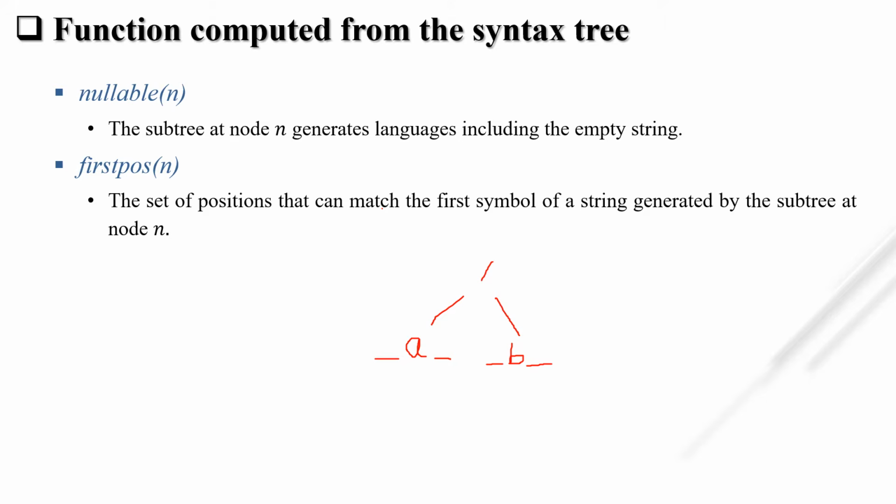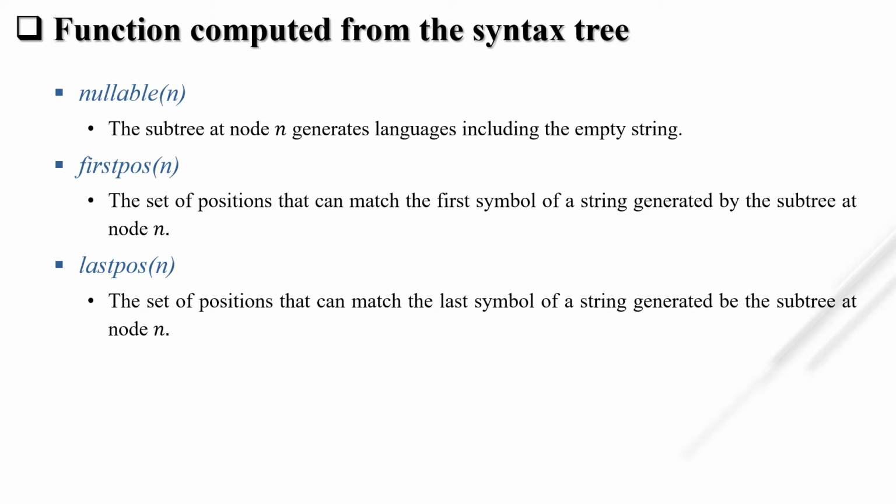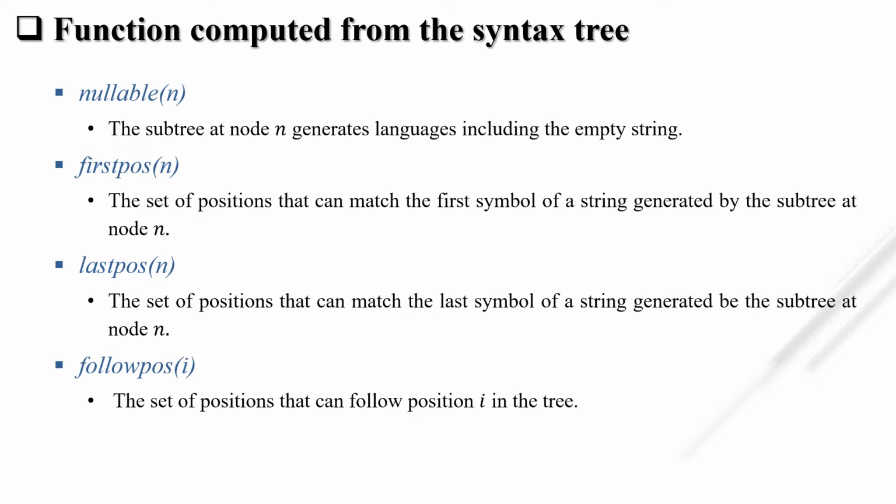The set of positions that can match the last symbol of a string generated by the subtree at the node n is known as the last position function. And the last one is follow position. I will explain in the next slide, parallelly with the example, what follow position is.